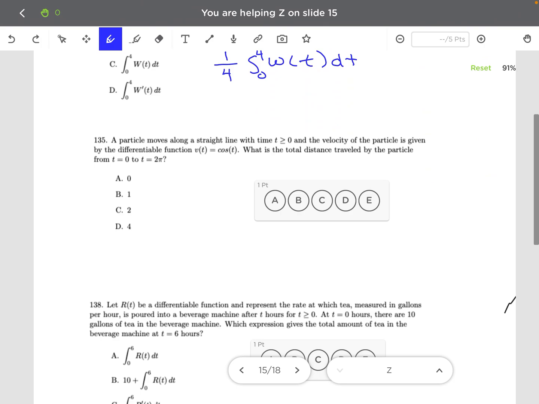Okay, we've got a motion problem in 135. The velocity is given by cosine of t, total distance traveled. So remember, we're going to integrate the velocity function, but if I want total distance traveled, I want all the units to be counted as positive, so you want to make sure you integrate the absolute value. And these are all calculator active problems, so this is what you would type into the calculator, and you're going to get exactly 4.